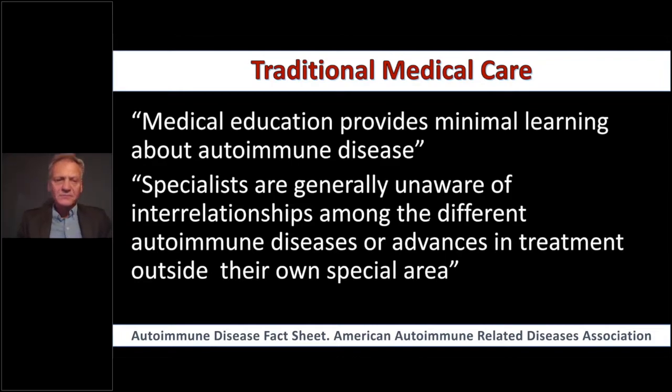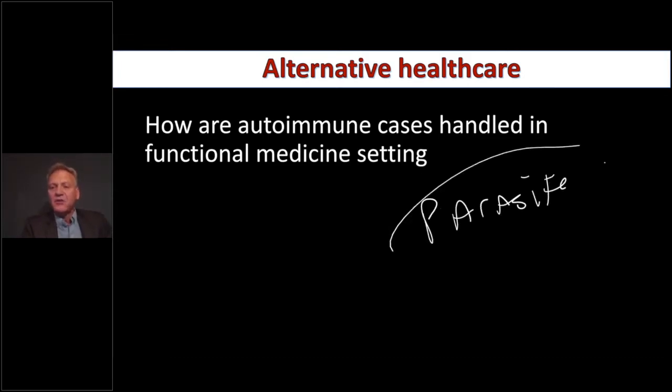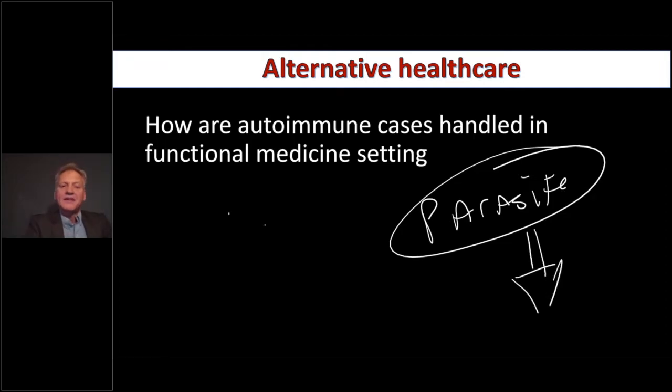All right, how are autoimmune cases handled in the functional medicine setting? Well, it can actually be very much the same way, just not using drugs. You have one doctor that feels like parasites do everything. So you come in with autoimmune, and guess what? He or she will find a parasite. You have the next doctor that's the Lyme doctor.